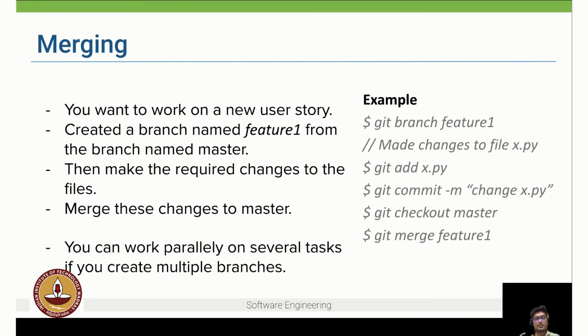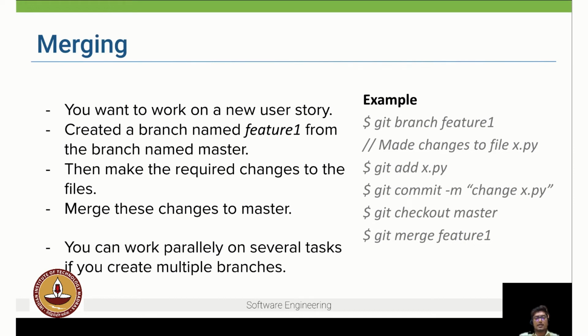So let's see an example. You are working on a new user story. You created a branch named feature 1 to work on that user story from the branch named master. Then you make the requirement changes to the files and merge these changes to the master branch. The commands are on the right side.